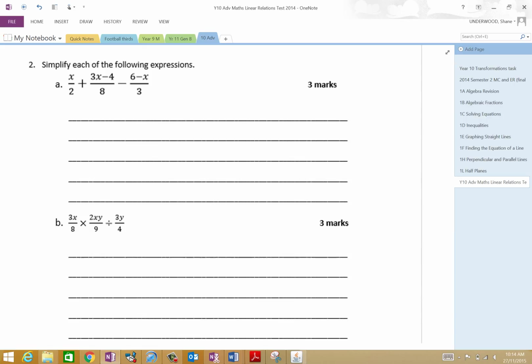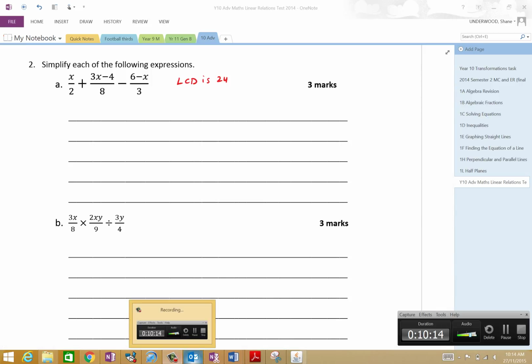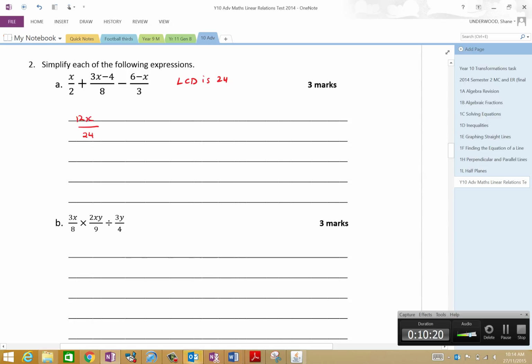First of all, I'm adding these three things with algebraic fractions now. LCD for these is 24. So what that means is I am multiplying x by 12, and I'm multiplying 3x by minus 4 by 3, and I am multiplying that by 8. Be careful with the brackets, please. I would add a bracket in there where that negative is. That's 24, and that's now 24.